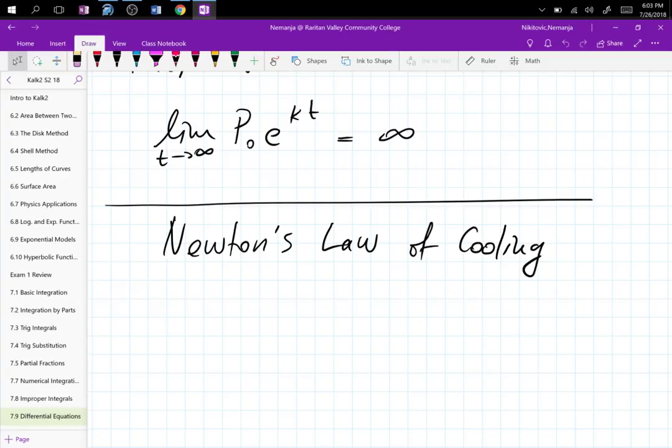The next part is, so that's the story of differential equations. So look, Newton's law of cooling. I just say look it up for the project.